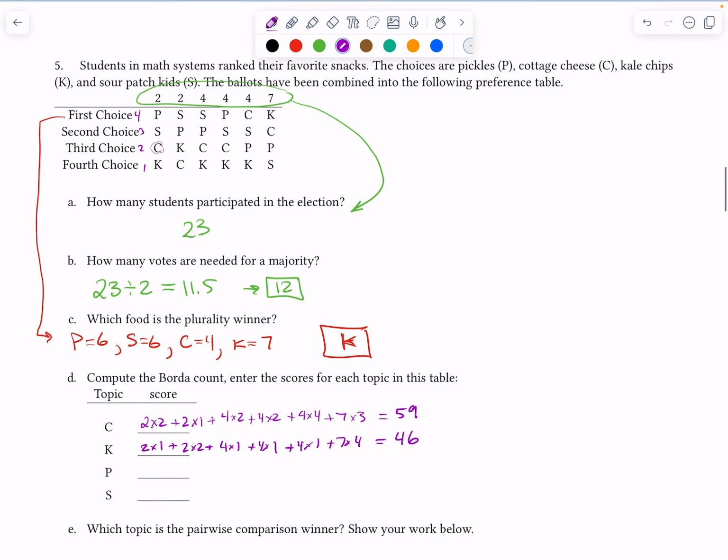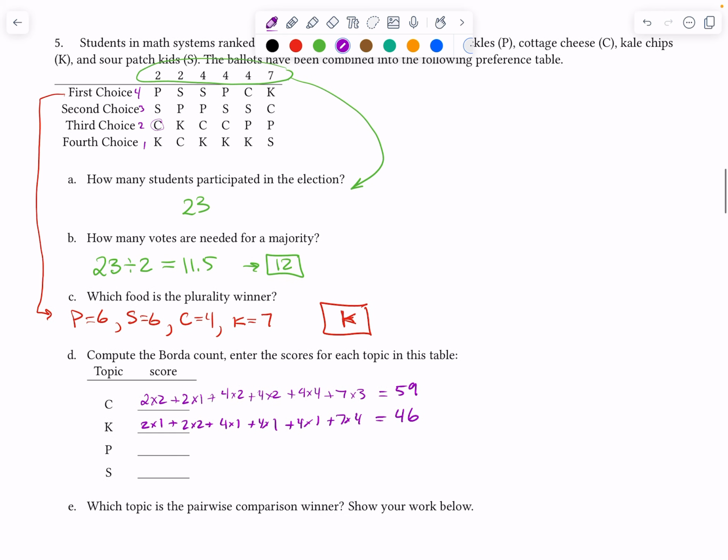Pepperoni, wait, is it pepperoni? Whatever. Pickles. Delicious pickles. 2 times 4. That's 2 times 3. 4 times 3. 4 times 4. 4 times 2. 7 times 2. Okay, give me a minute here. This is 8, 6, 12, 16. Just adding up all of this. And I got 64.